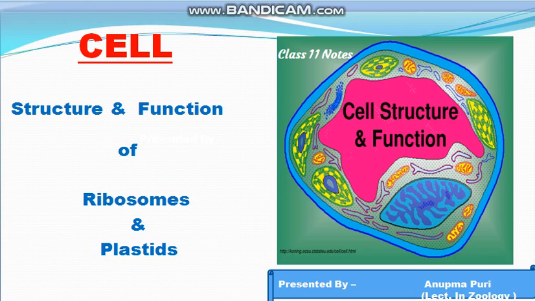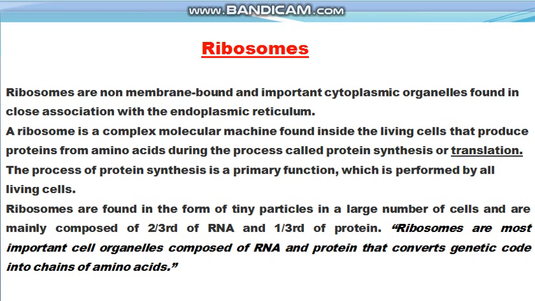Today, in continuation of my presentations on cell structure and function, I was discussing the various cell organelles. Today I will take up the next two cell organelles: number 1, ribosomes, and number 2, plastids. So today we'll talk about ribosomes and plastids. First of all, I will talk about ribosomes.